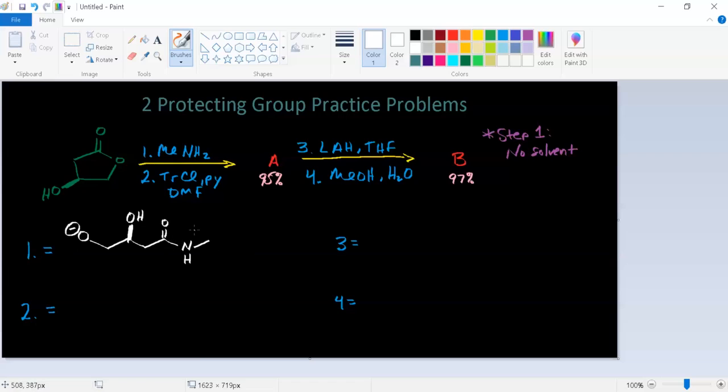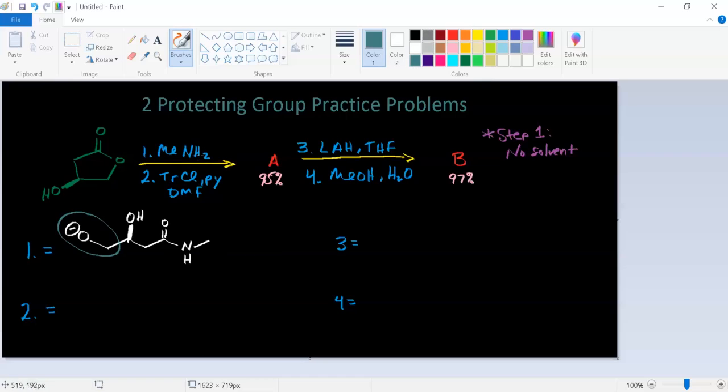Going on to step 2, TrCl, that's just triphenylmethyl chloride. So it's a really big, bulky protecting group. So it's used to protect alcohols. And in this case, we have, although it doesn't quite look like it, this is an alcohol, right?